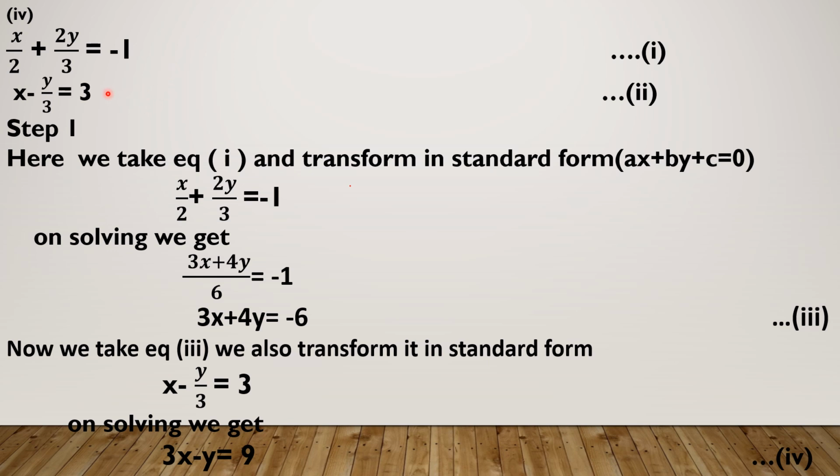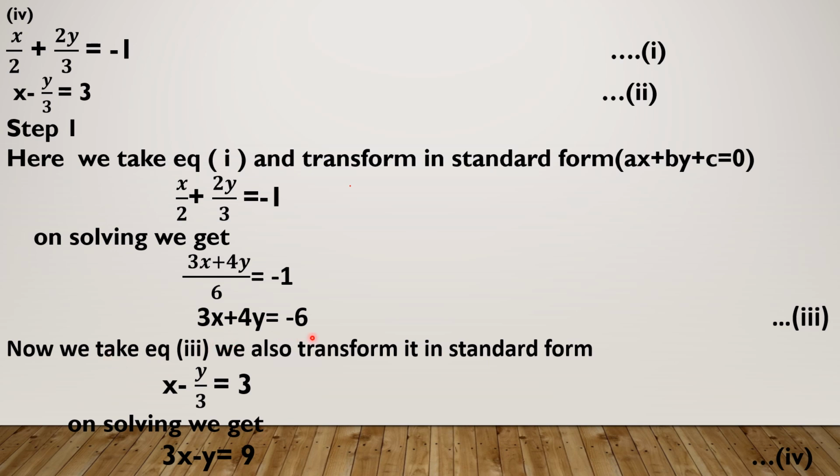So we take equation number 1 and transform it into the standard form, which is ax + by + c = 0. We do this by taking the LCM. First of all we take the LCM, we get the LCM 6. On solving we get 3x + 4 times y/6 = -1. On solving and cross multiplication, we get 3x + 4y = -6.